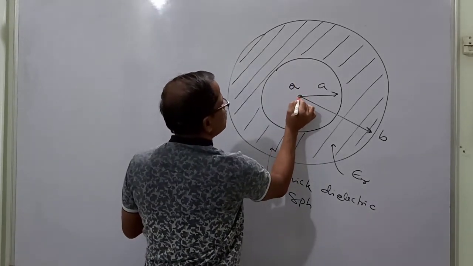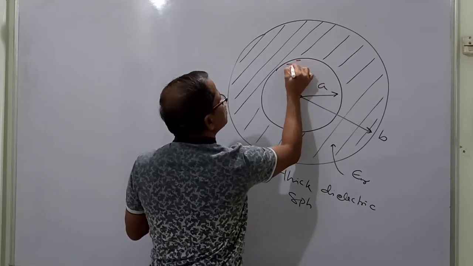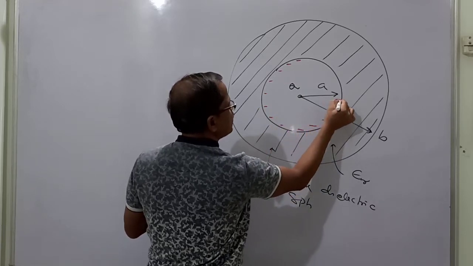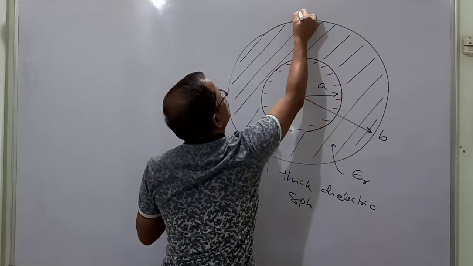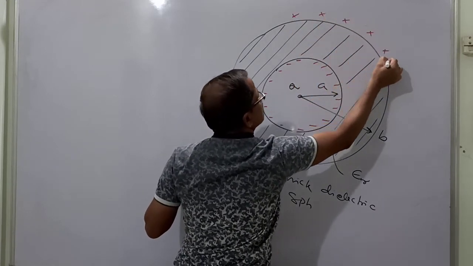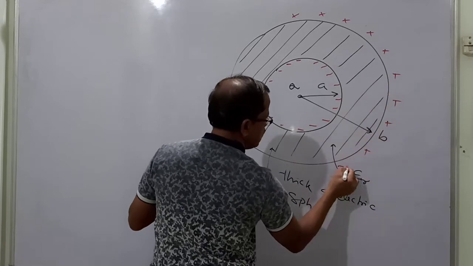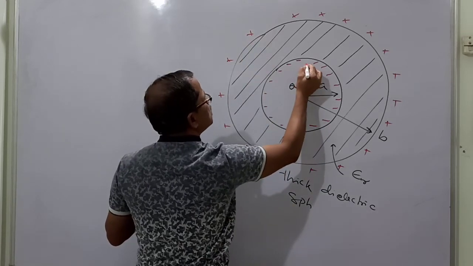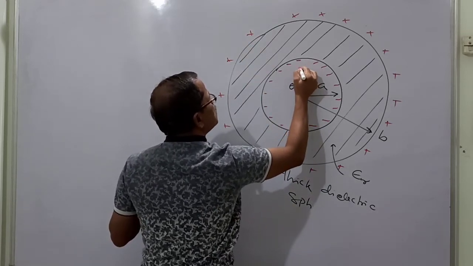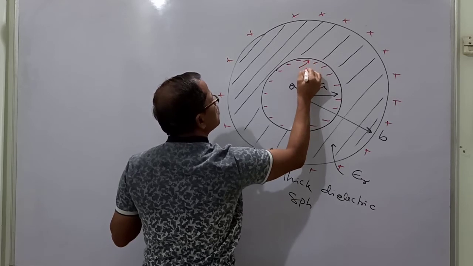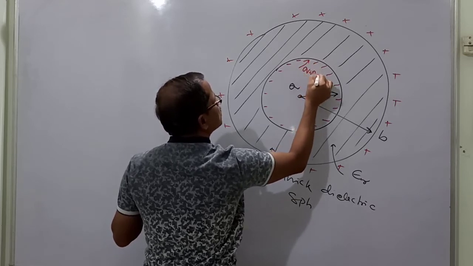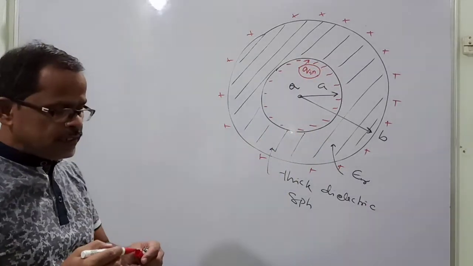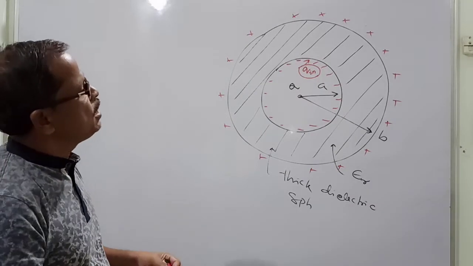Now the charge q is kept here, so negative charge will be induced on the inner surface, because the induced charge is always of opposite sign. So the charge induced here is negative, and then the outer surface will have the same amount of positive charge induced, and it is a dielectric, remember. Now the question is, how much charge is induced here? Let the amount of charge induced on the inner surface be q induced. How do we calculate it?